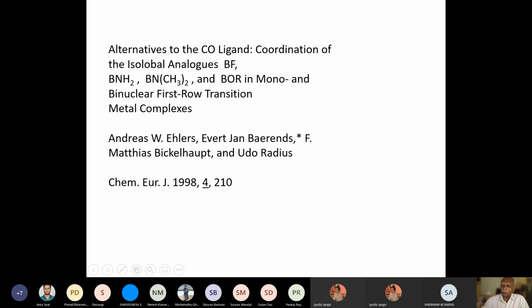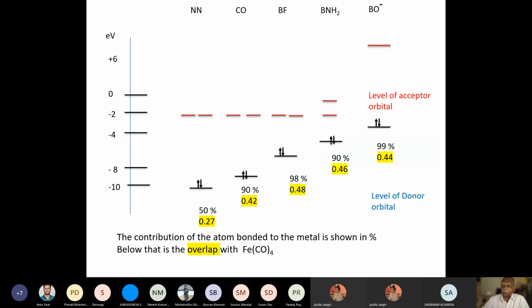We now try to look at this paper by Andreas Ehlers and Behrens. All these people have become independent researchers and they are publishing very interesting papers. But they were working with Behrens in 1998 and they published this paper, which was about BF. What they did was the following. They compared the electronic structure of these molecules.